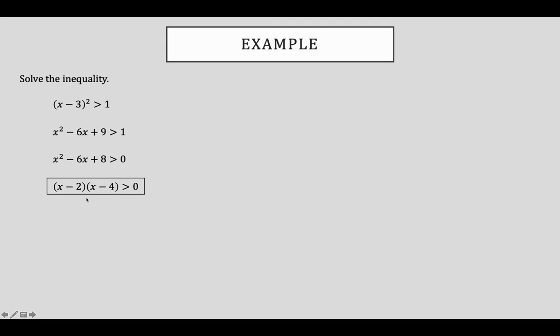Once we factor our polynomial, we can determine what the zeros are. Again, think about setting each one of these factors equal to 0. When does this equal 0? Well, the zeros are x equals 2 and x equals 4. Once I find those zeros, I am going to plot them on a number line. Obviously, 2 is less than 4, so 2 should be on the left of 4.